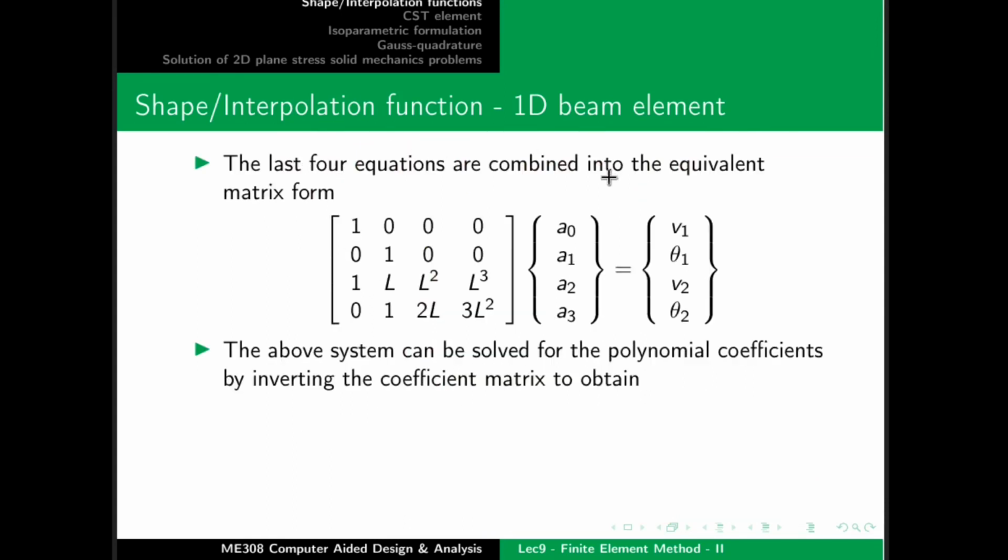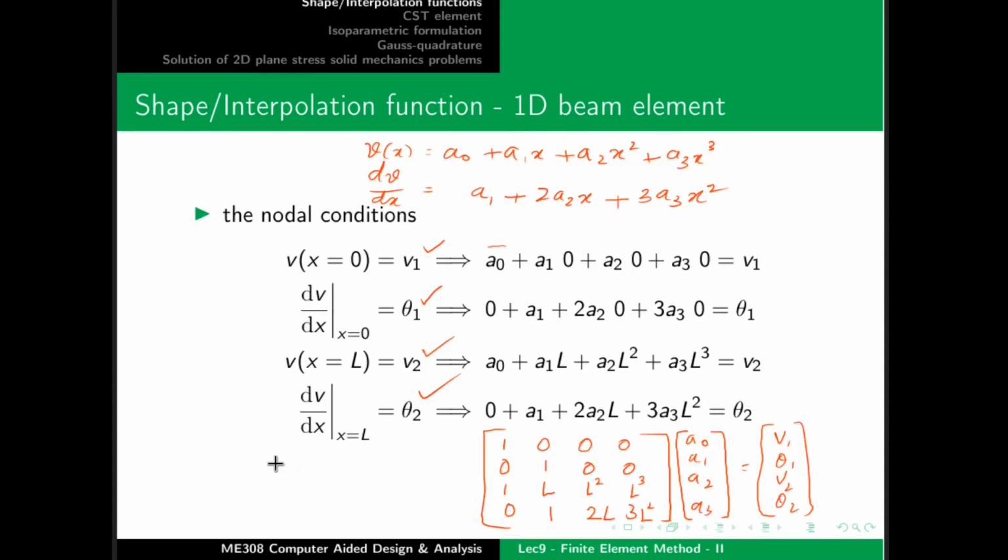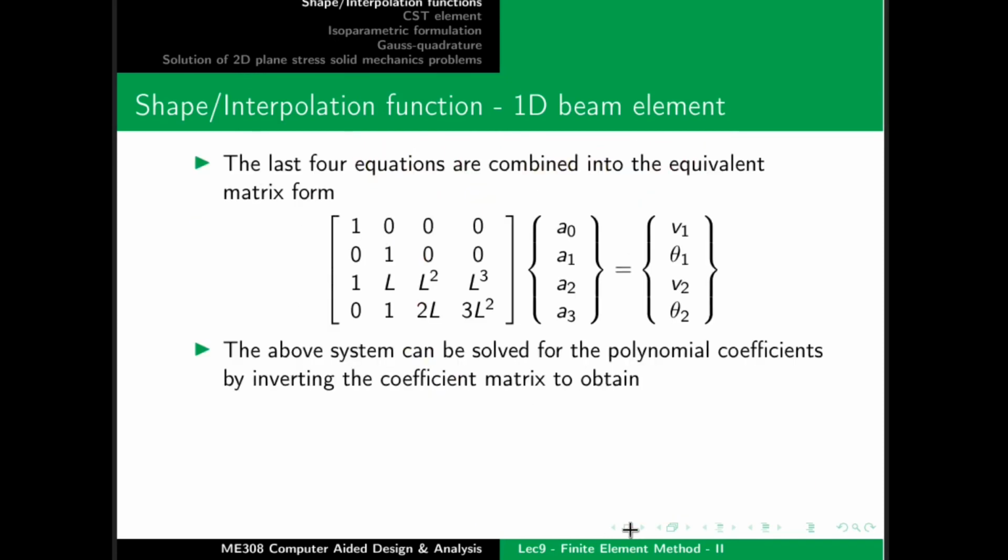The last four equations are combined into the equivalent matrix form. So this is our matrix we obtained here: a0, a1, a2, a3, v1, theta 1, v2, theta 2. Our aim is to calculate these coefficients a0, a1, a2, a3, like we have done in the earlier one-dimensional bar element case.